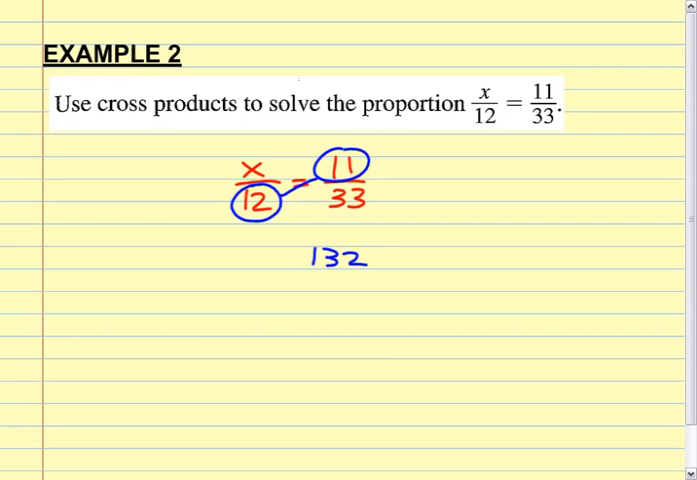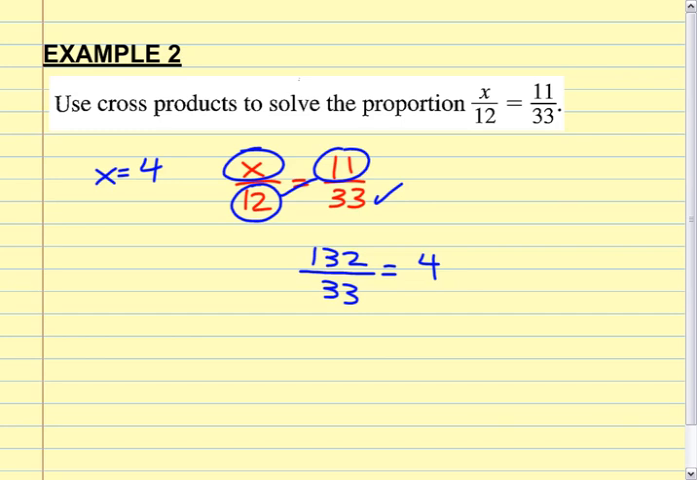Now, what do I do with that number? Divide it by 33. I'm going to divide this by 33, the number that's left over, right? And what is 132 divided by 33? What is that, Elise? 4. This is equal to 4. So that means that x equals 4. Beautiful. Thank you, everybody that helped on that problem. You guys did a great job there.